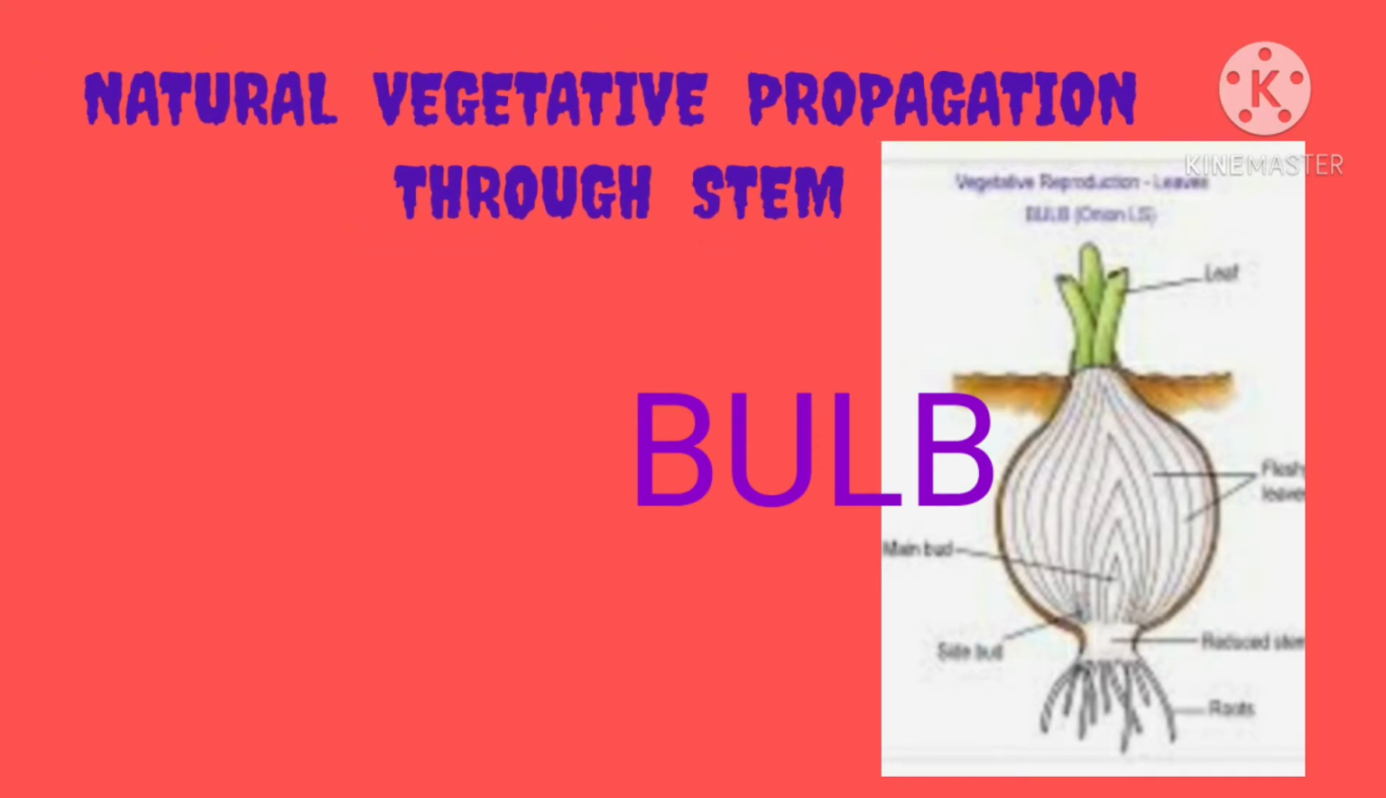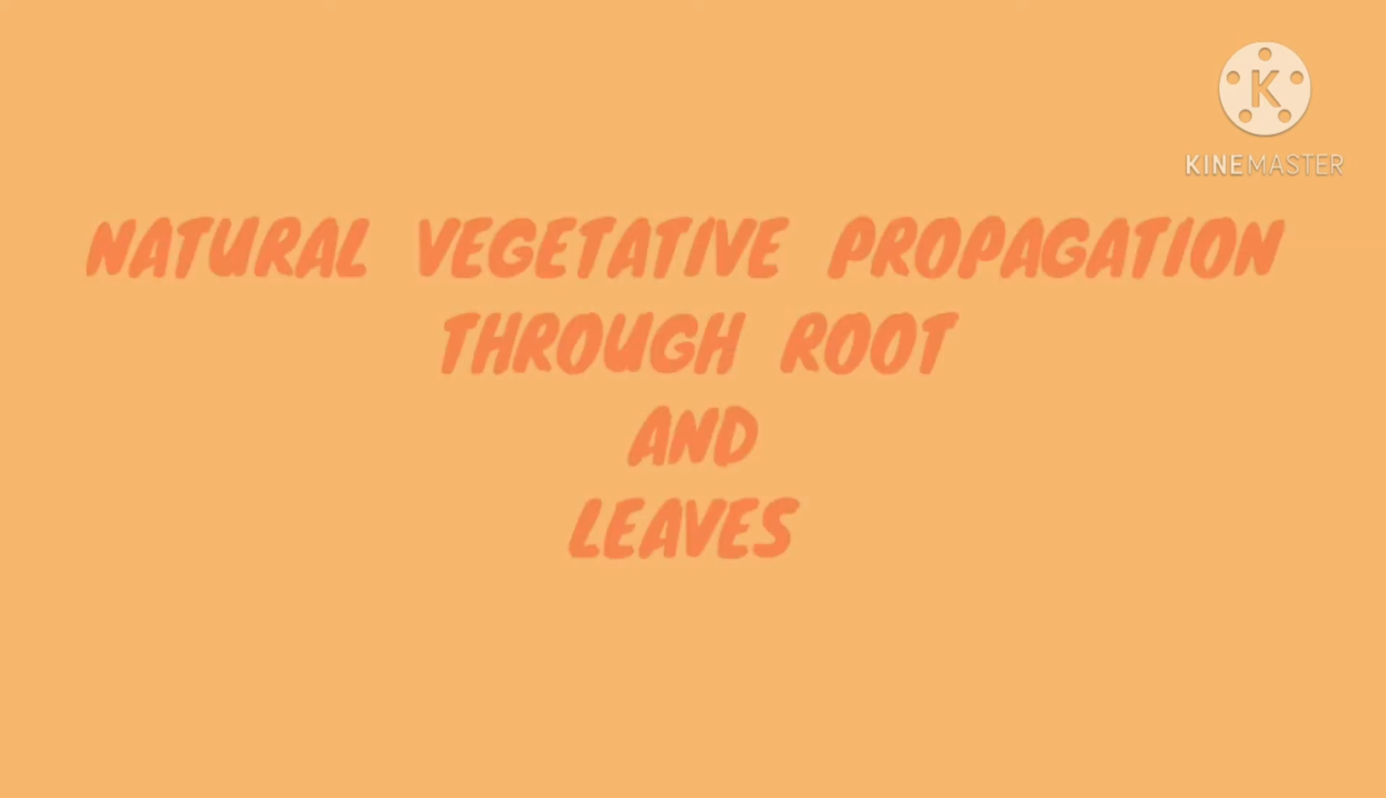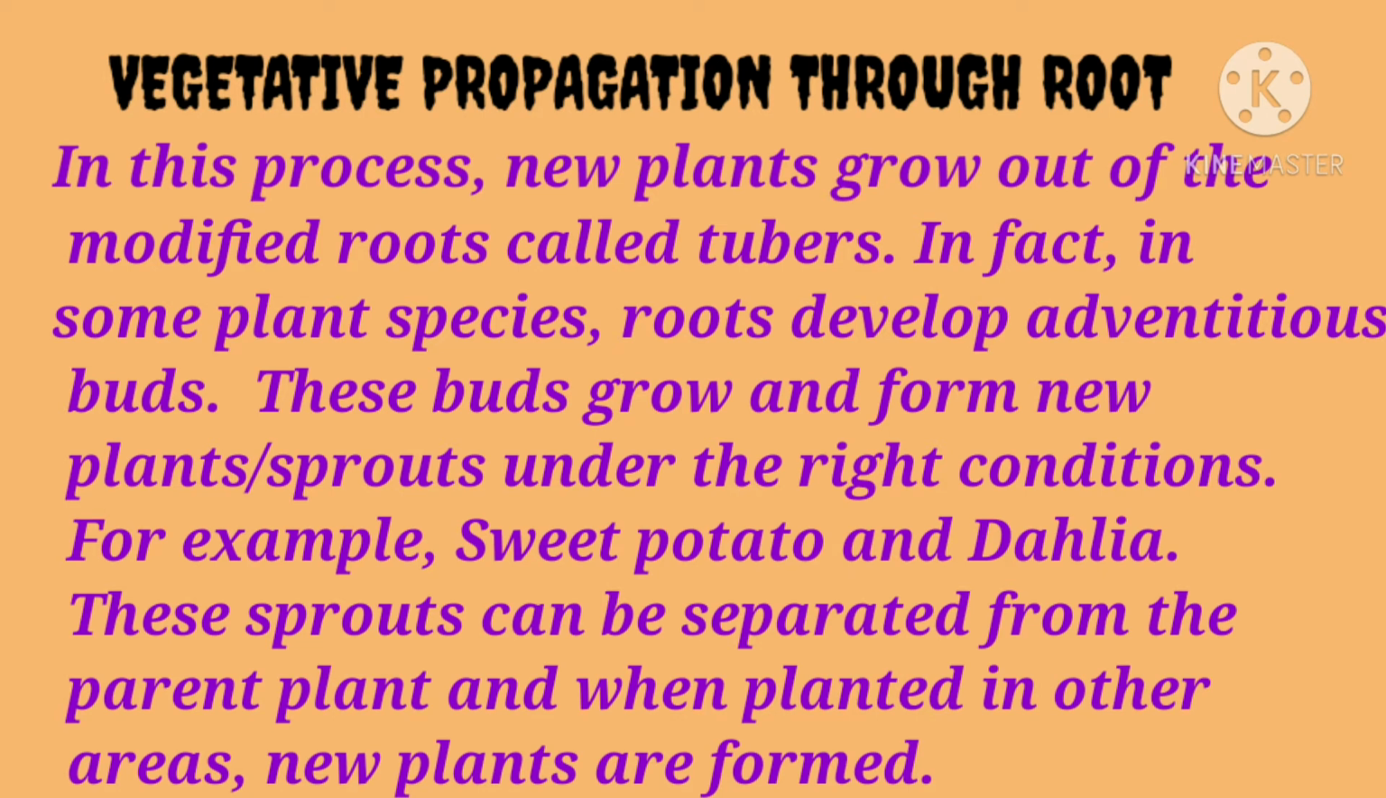Now in this video we will read about vegetative propagation through roots and leaves. So let's start with roots. In this process, new plants grow out of modified roots, and these modified roots are called tubers.